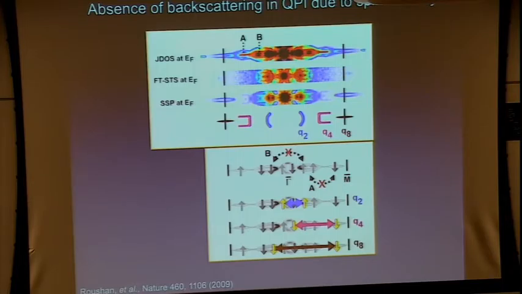And this is sort of the first evidence we had of this absence of backscattering, because essentially what you have here is scattering between these states and these states is forbidden. Okay, that's not allowed. Now, we can have scattering between these states and these, and this is what gives rise to all these different signals that you see in the experiment. All right?